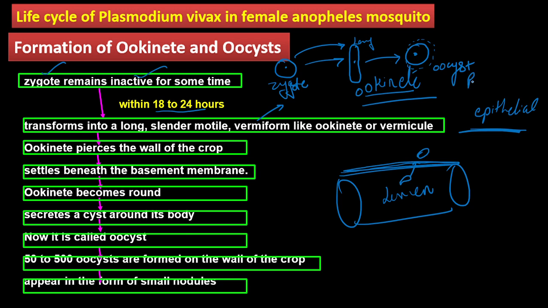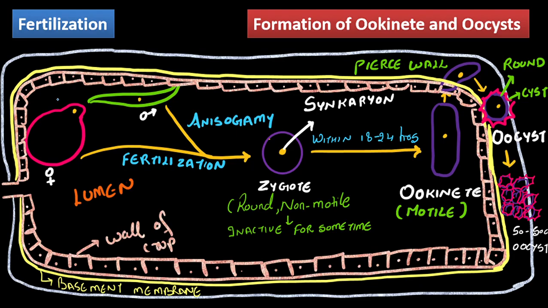वहाँ पे वो क्या करेगा? It is going to again change its structure. It becomes round from long and slender and it is going to develop a cyst around itself. इस structure को हम क्या बोल देते हैं? Oocyst बोल देते हैं, right? Now 50 to 500 oocysts are formed on the wall of the crop and appear in the form of nodules. इस तरीके से फॉर्म होते हैं class, नोड्यूल बन जाते हैं. ठीक है, nodules will be there.